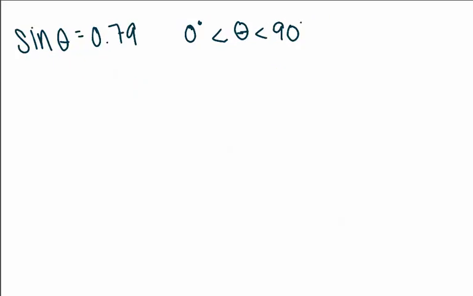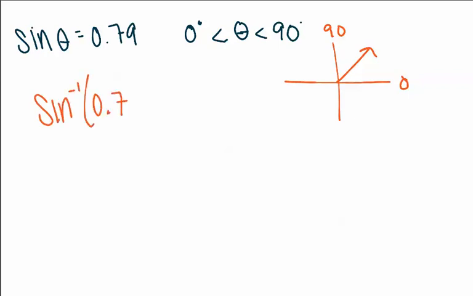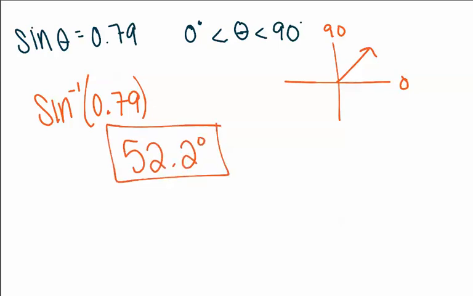And the last one in this example is sine of theta equals 0.79, and then theta has to be between 0 and 90. So between 0 and 90 means that we're looking in this quadrant 1, 0 and 90 degrees. This is actually super nice because when we type this inverse sine of 0.79 into our calculator, it's going to give me my reference angle. My reference angle is going to be in that range from 0 to 90. So when I type that in, I get 52.2 degrees. I don't have to do anything because 52.2 degrees is already in quadrant 1.